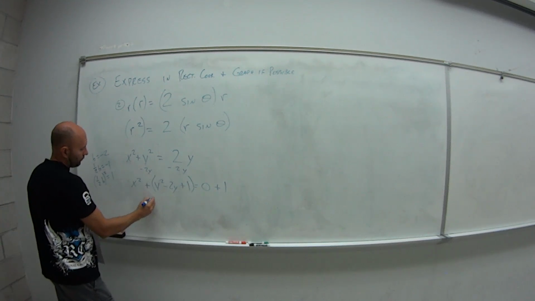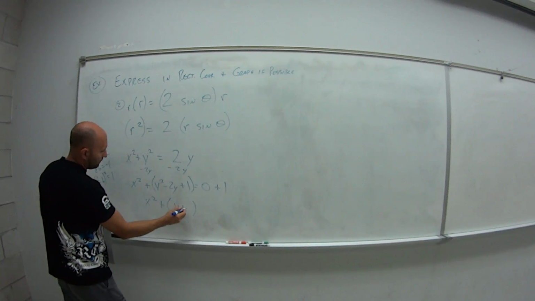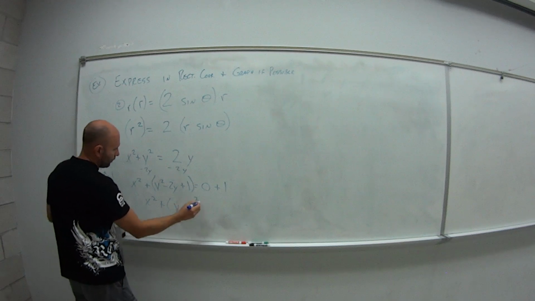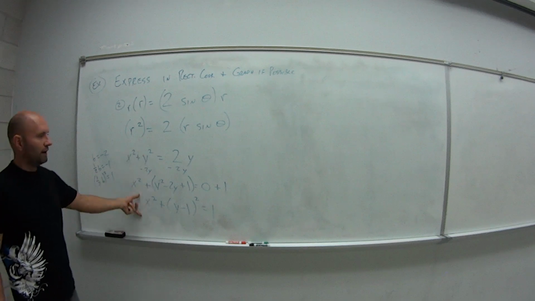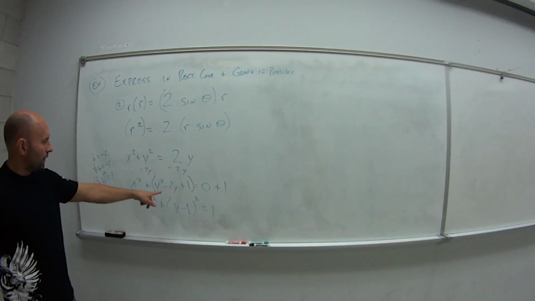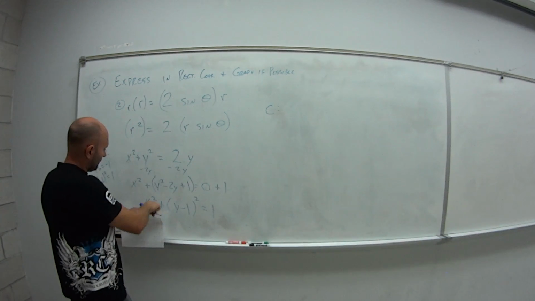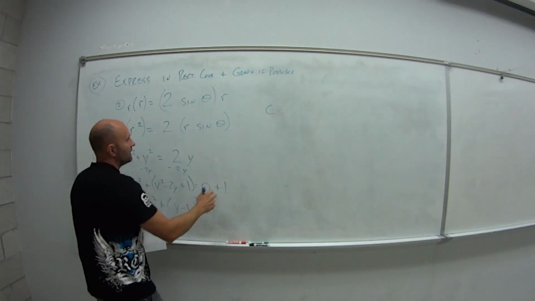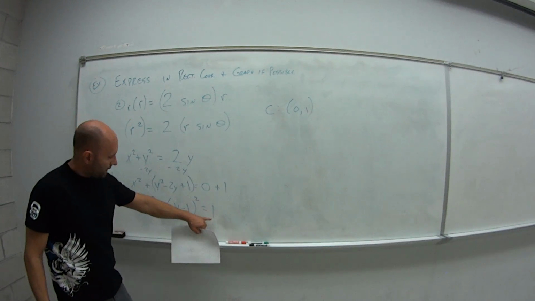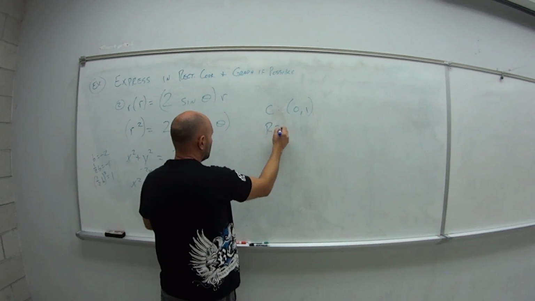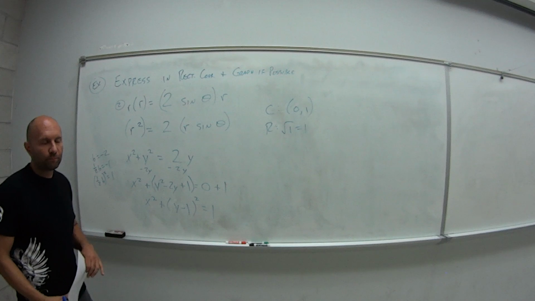So now I get x squared plus, this thing can be rewritten as y minus 1 squared, all equals 1. And now hopefully this looks like the equation of a circle to you. When I have the equation of a circle, I have what? The center is at 0, and then the opposite of what I see, so 0, 1. And the radius is what? The radius is the square root of the value on the other side. So square root of 1, which is just 1.